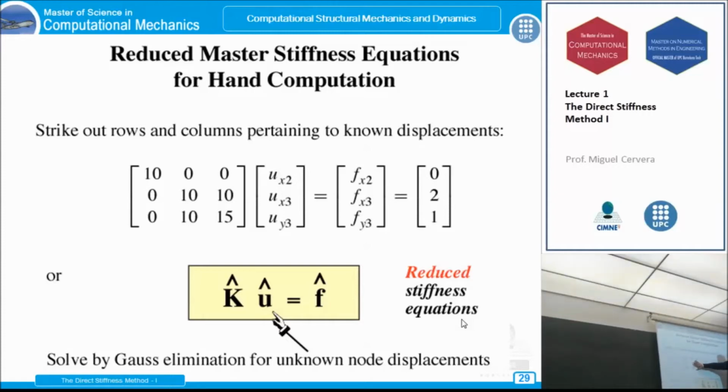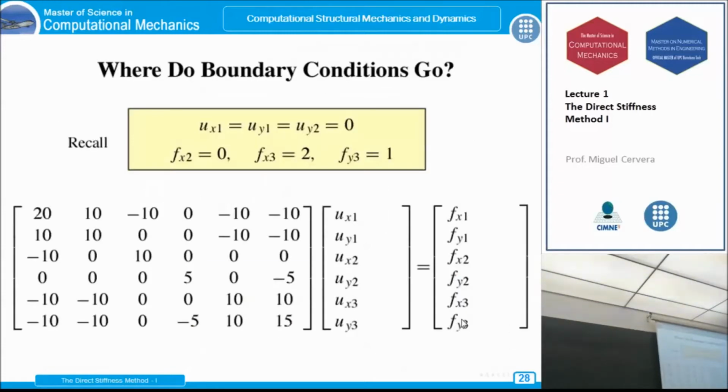Now, this system is not singular. This system can be solved. Okay? It's called the reduced stiffness equation, whatever. This can be solved. On the very contrary of this one, this cannot be solved. Why can it not be solved? The mathematical reason is that this matrix is singular. Okay? How do we know that it is singular? If we compute the determinant, it will be 0.